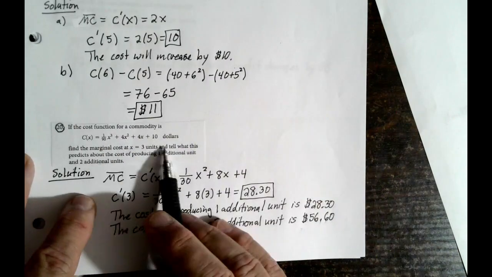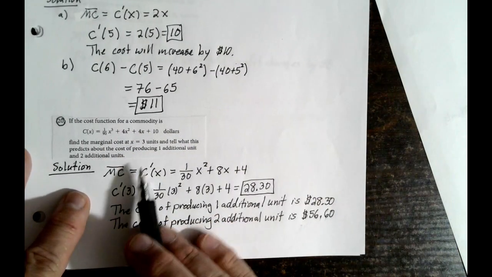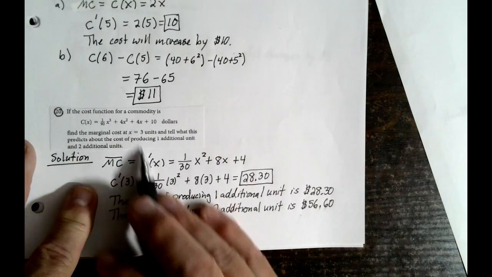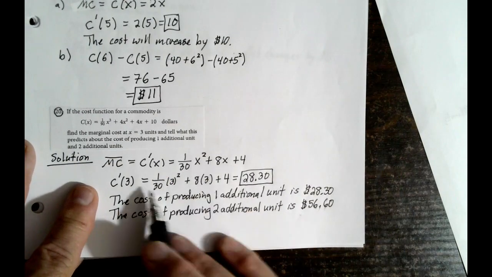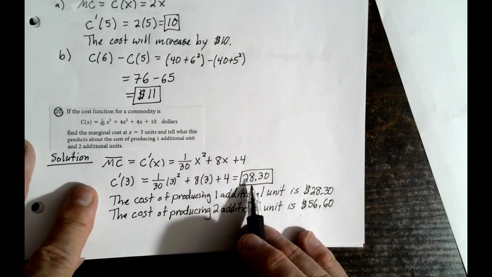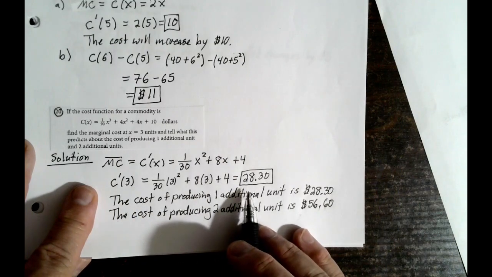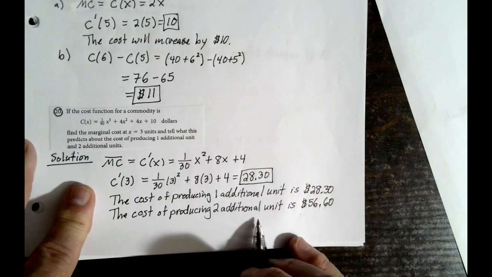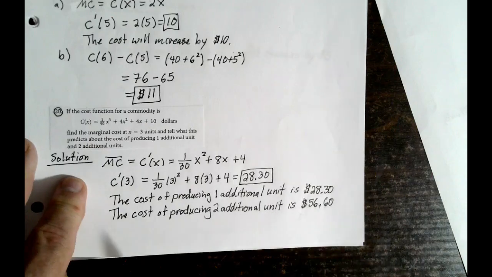20. Here's your cost. Find the marginal cost at 3 and tell us what it predicts about producing 1 additional item and 2 additional items. So you take the derivative here and you get this guy, then plug in 3. And there's your cost for producing the 4th item, 1 additional item. And if you want to produce 2 additional items, you multiply that number by 2.